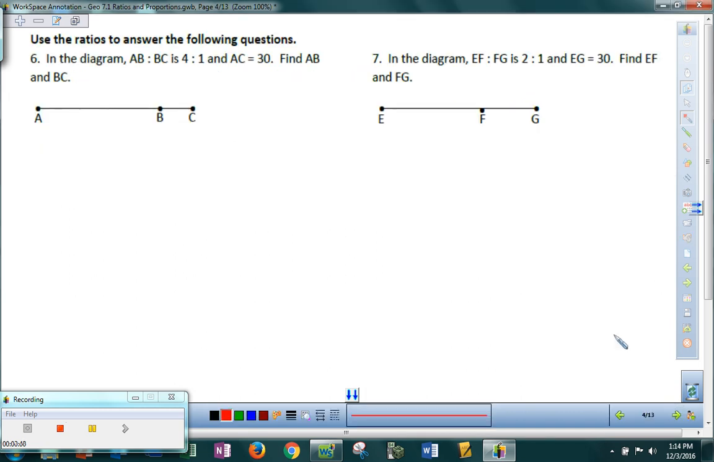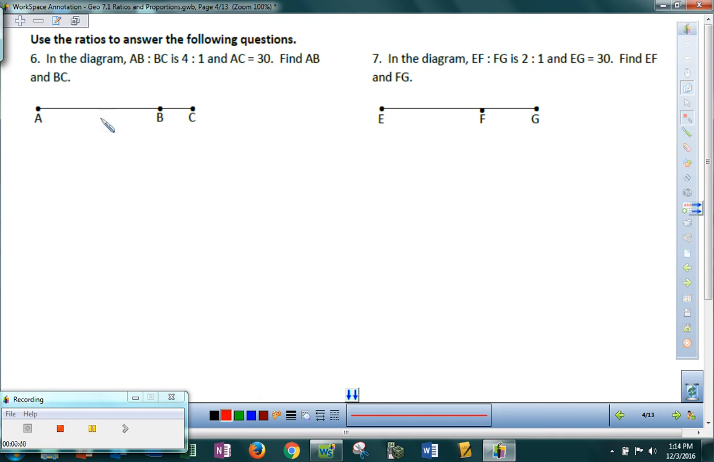Now, on the next couple problems, we're kind of working backwards from what we just did. We've got this diagram here, and AB is being compared to BC. Well, that is just the two different segments that make up the big segment AC. Now, the ratio of these segments is 4 to 1. And then we're also told that AC is 30.